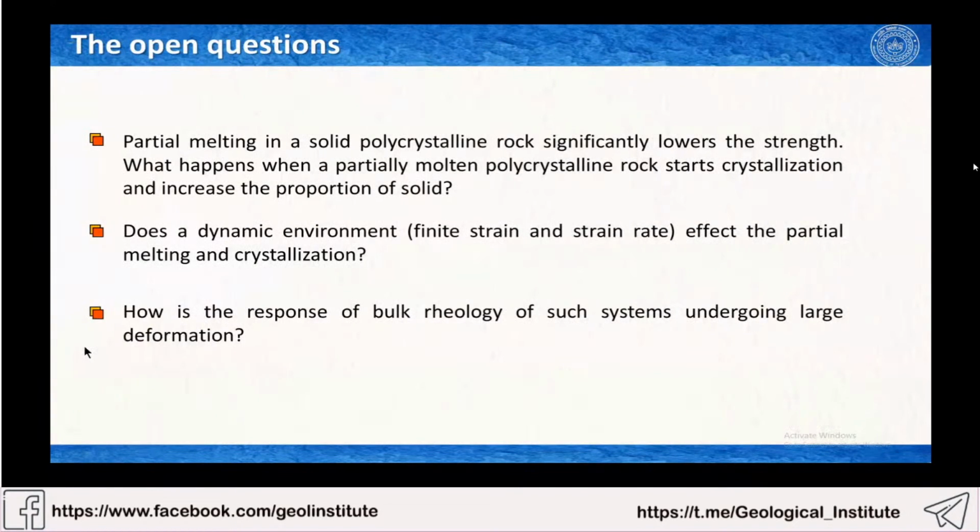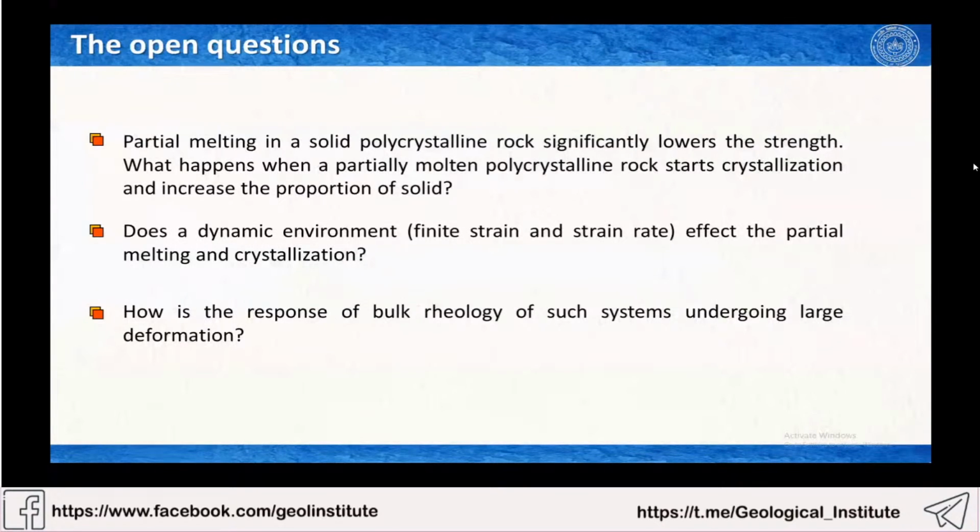So with this background, we can ask these questions. Partial melting in a solid polycrystalline rock significantly lowers the strength. We have seen that if you introduce fluid into the system, you can think of solid compacted sand versus sand with water. Sand with water certainly has much lower strength than a compacted sand body. So that is very well known.